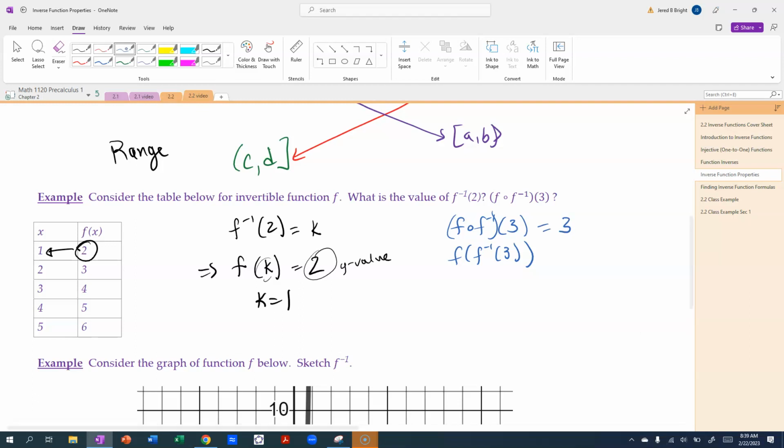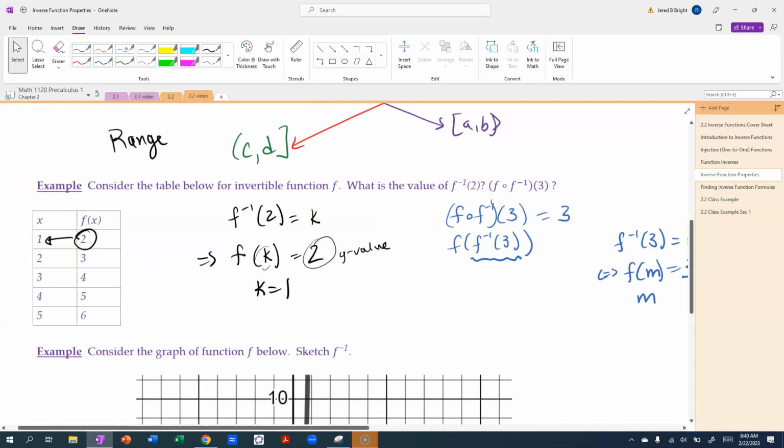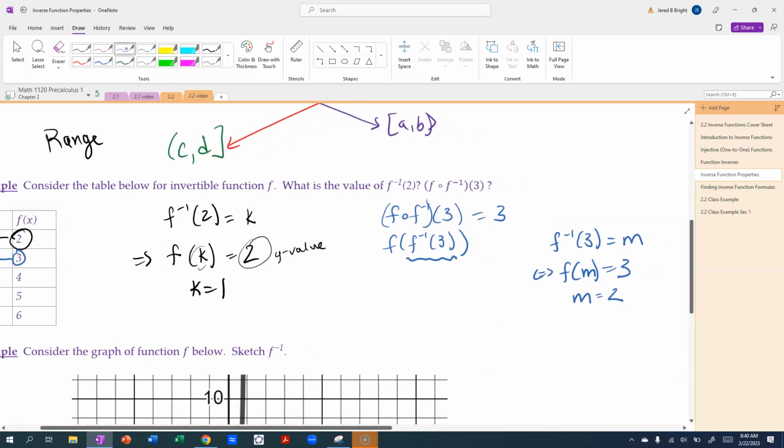But again, if you want to go through it in a little bit more detail, you might sidestep and say, well, I don't know what this is, but I can come over here and say, if I know f inverse of 3, this is equal to a number, let's call it m this time. That's true if f of m is equal to 3. So what does that mean m is? I'm looking for an x value that has a y value of 3. That would be 2. So m is 2.